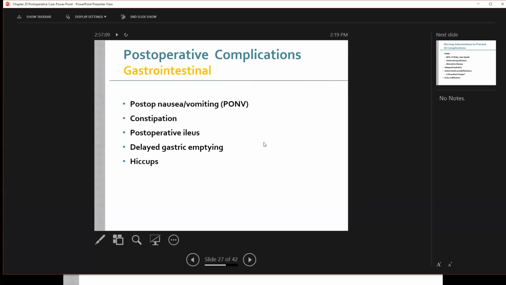Risks of a postoperative ileus include the use of opioids, immobility, older adults, previous abdominal surgery, and early postoperative feeding. Use of opioid analgesia may prolong the duration of a postoperative ileus. Hiccups are intermittent spasms of the diaphragm. They're caused by irritation to the phrenic nerve, which innervates the diaphragm. This may be caused by the presence of an NG tube or drinking hot or cold fluids.